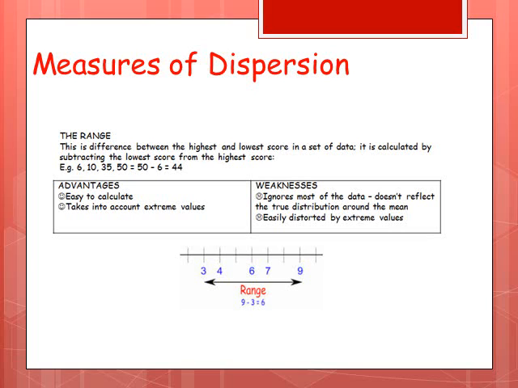So advantages, it's easy to calculate, it takes into account extreme values. However, it ignores most of the data, it doesn't reflect the true distribution around the mean, and it's easily distorted by an extreme value or score.